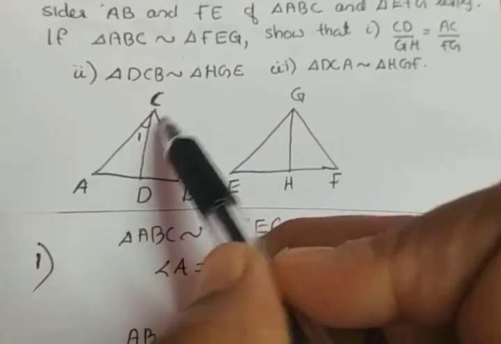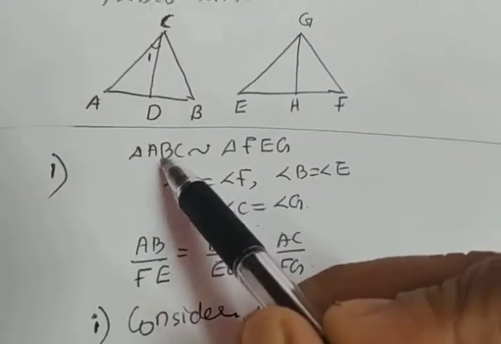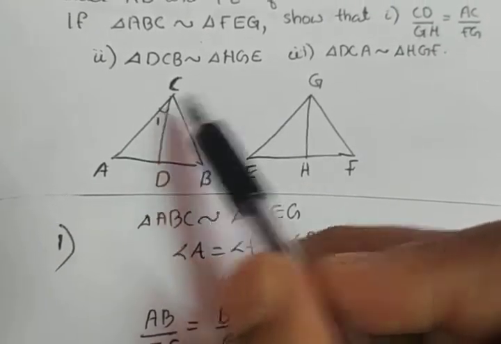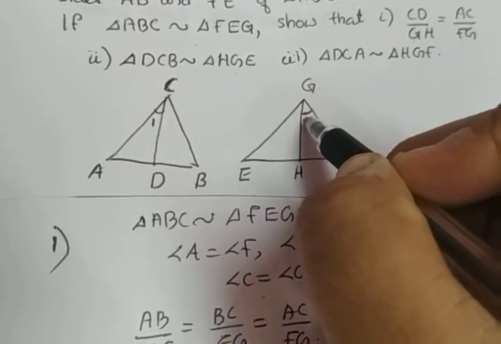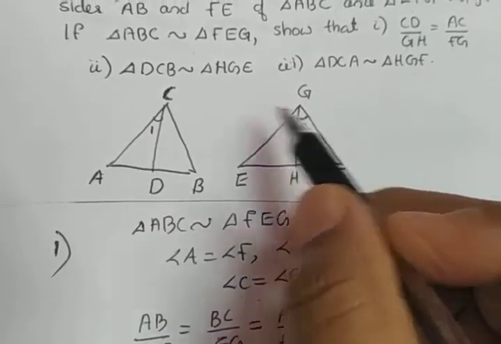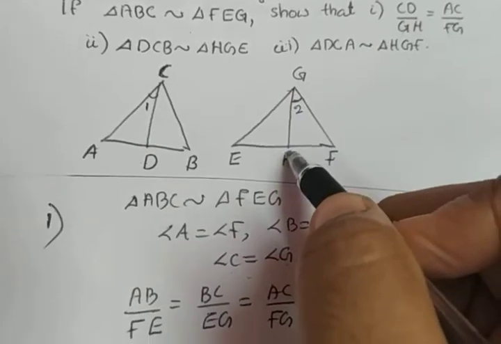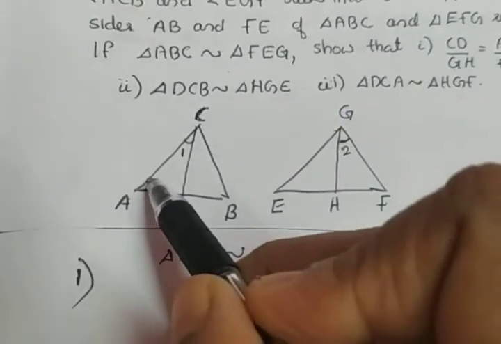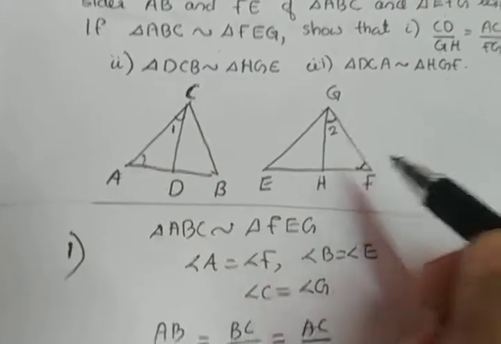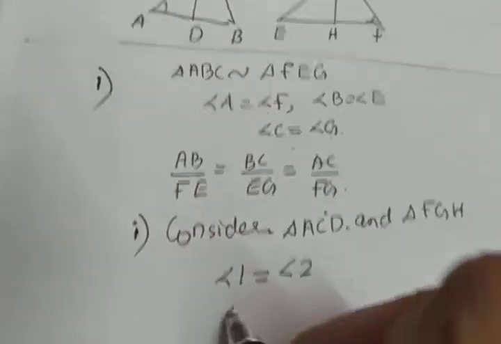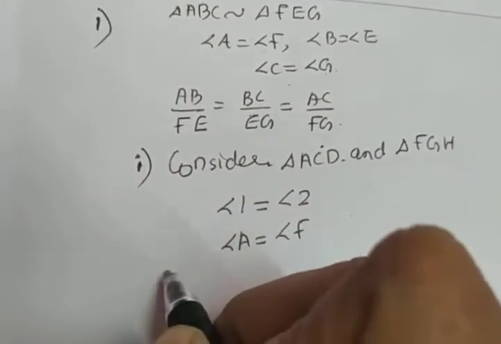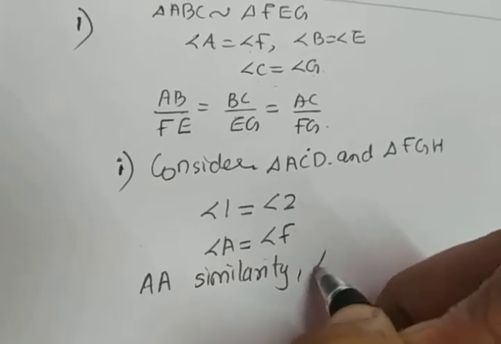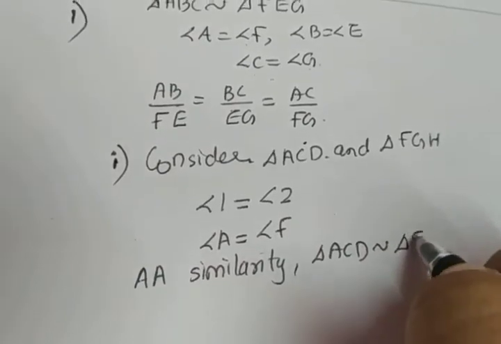It is given that angle C equals angle G, because the triangles are similar. CD is the angle bisector, so if I number this angle 2, angle 1 will be equal to angle 2, because CD and GH are the angle bisectors. And again, angle A is equal to angle F, which is already given in the question. Therefore, by the AA similarity criterion, triangle ACD is similar to triangle FGH.